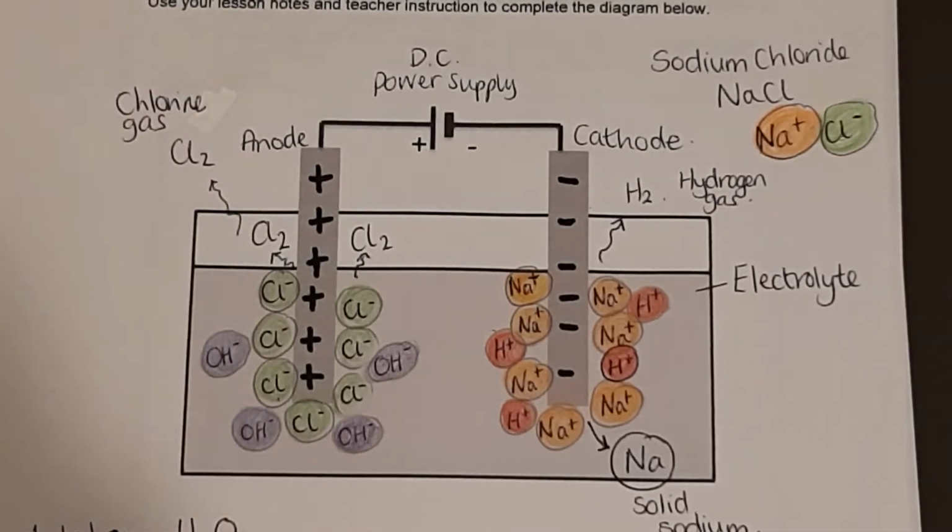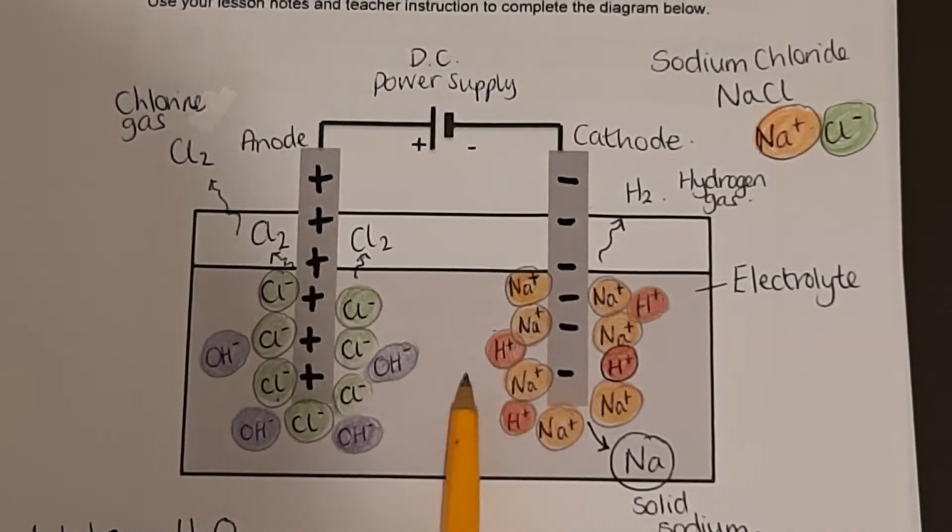And I've coloured these in purple and red respectively, because if you recall from our acids and alkalis lessons, probably a long time back, hydrogen ions are positively charged, they are acids, and OH- hydroxide ions are negatively charged, they produce alkalis.